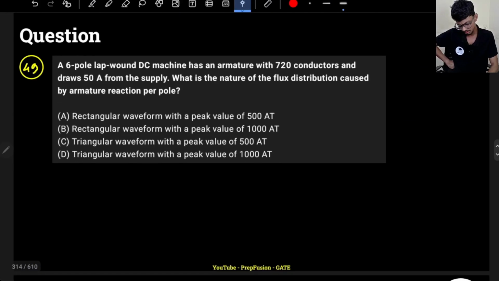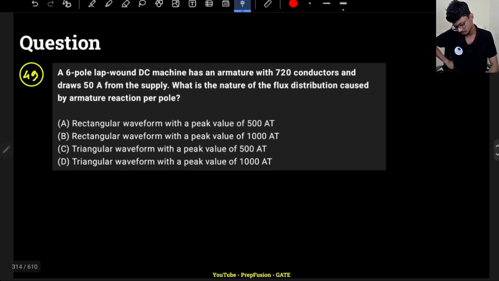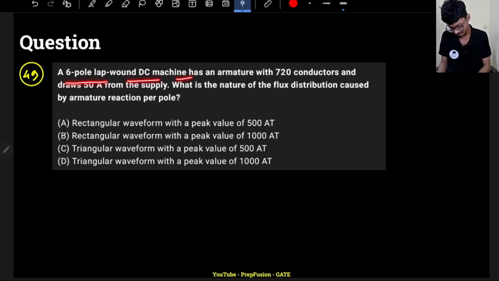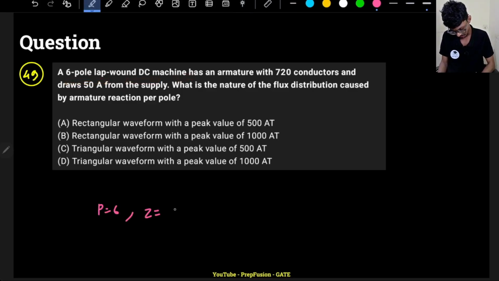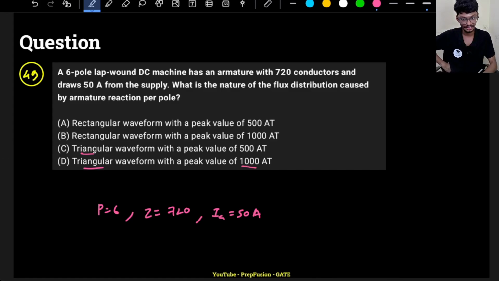Let's now move on to the next question. A 6-pole wound DC machine has conductors of 720 and draws a current of 50 ampere from the supply. What is the nature of the flux distribution caused by armature reaction per pole? So the nature is triangular, I know already. It will be triangular only. But what will be the peak value?